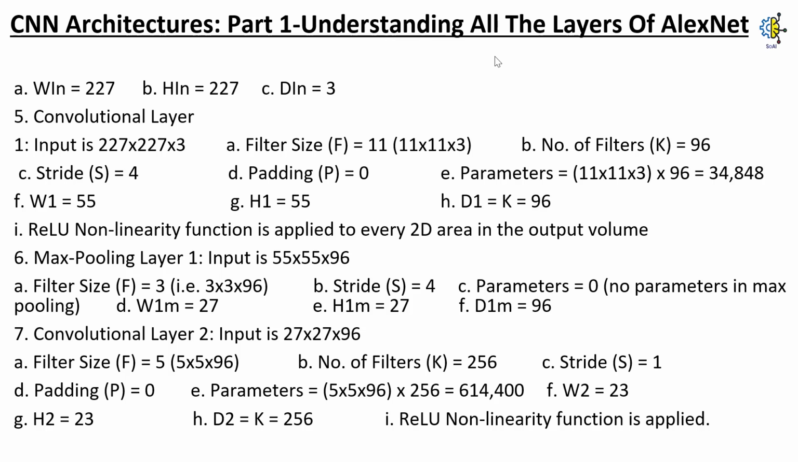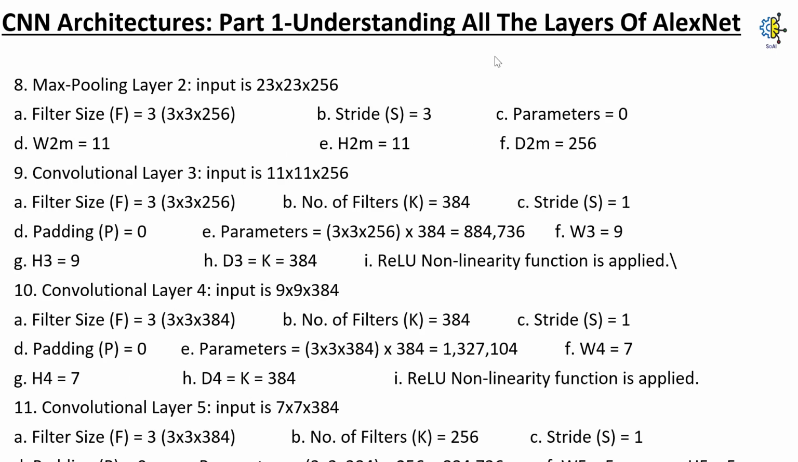Convolutional layer 2. Input is 27 cross 27 cross 96. Filter size f is 5. Now, number of filters becomes 256. Stride 1 and padding 0. Parameters become 6,14,400 and W2 is 23. H2 is 23 and D2 is 256. Here ReLU non-linearity function is applied.